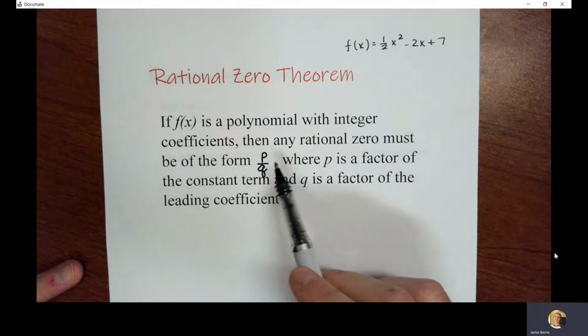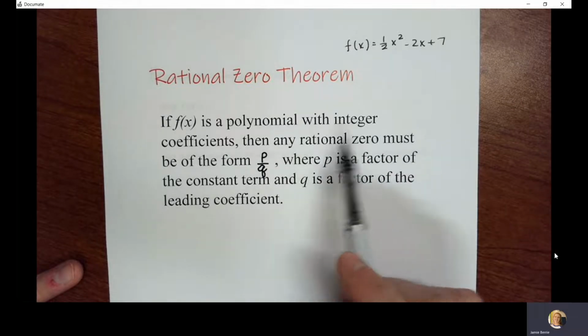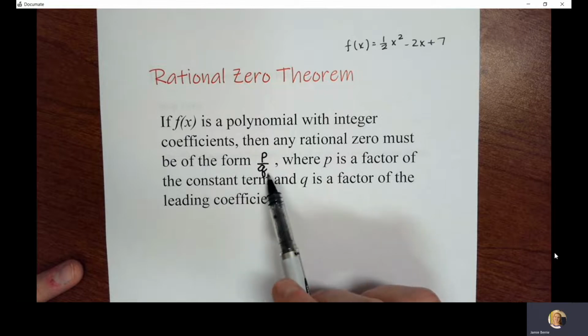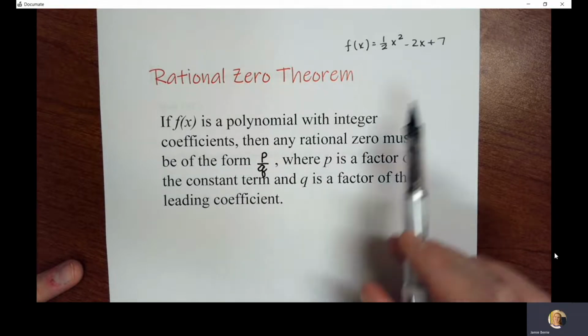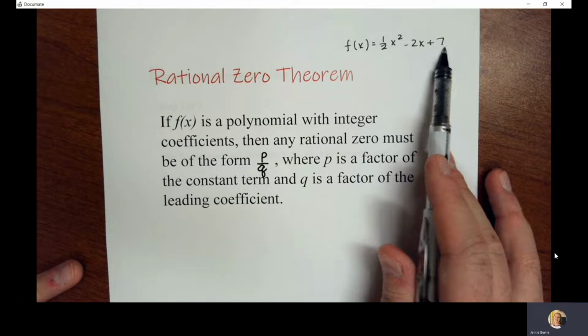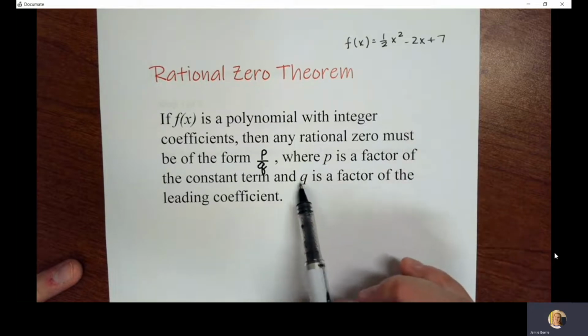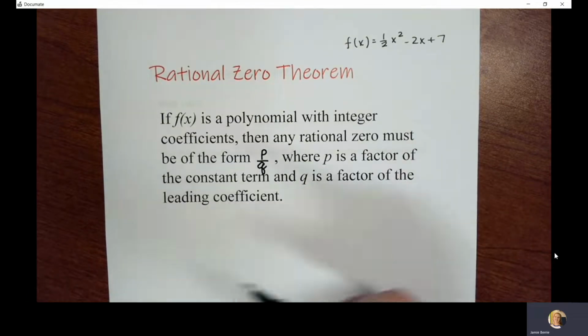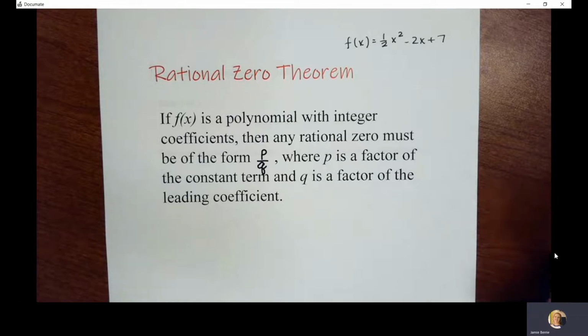All right, so any rational zero has to be of the form p over q, where p is a factor of the constant term, that's the number on the end, and q is a factor of the leading coefficient. We talked all about the leading coefficient back in section 5.1.